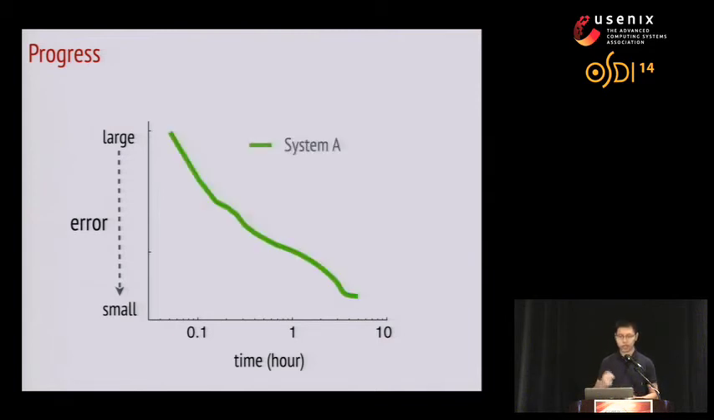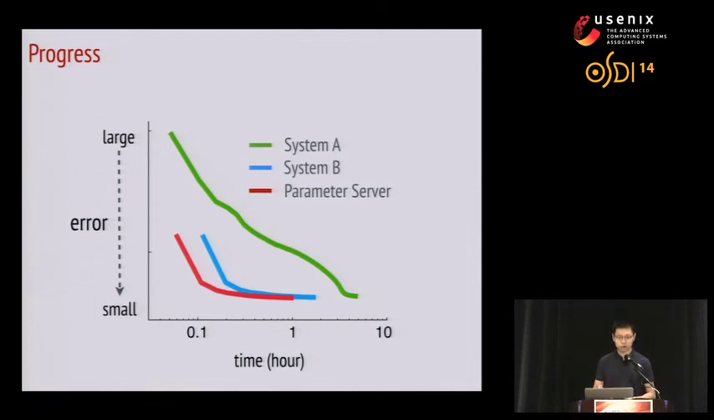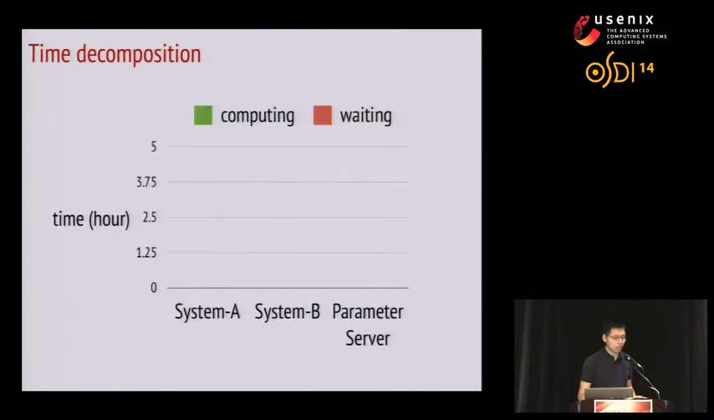So this is the result for System A. As time goes on, we can see that the accuracy of the model gets better. And we stop the system when we get a model with the accuracy we want. System B gets a model with the same accuracy much faster than System A. So System B outperforms System A. The parameter server outperforms System B, even though they use the same learning algorithm, and even with fewer lines of code. The reason can be clearly seen in this time decomposition figure.